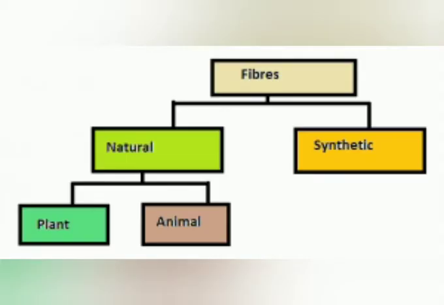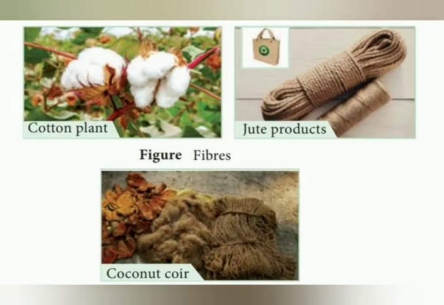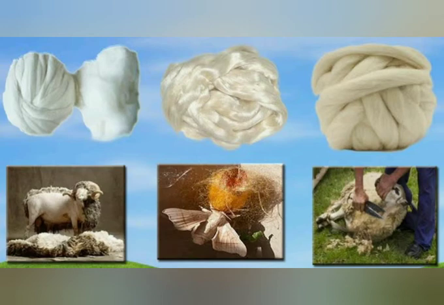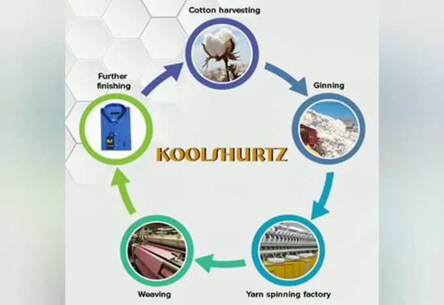Fibers can be natural fibers as well as synthetic fibers. We get natural fibers from plants and animals, like cotton from plants and wool from animals, whereas synthetic fibers like rayon are man-made. Plant fibers include cotton, jute, coconut, etc. From animals, we get wool from sheep and silk from silkworms.